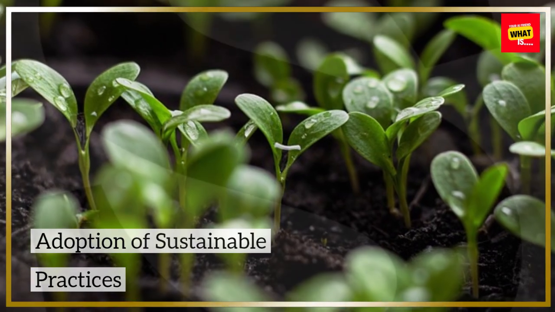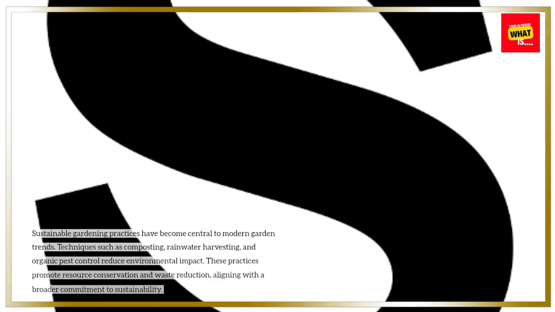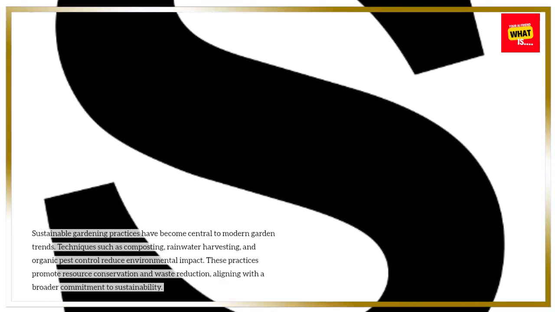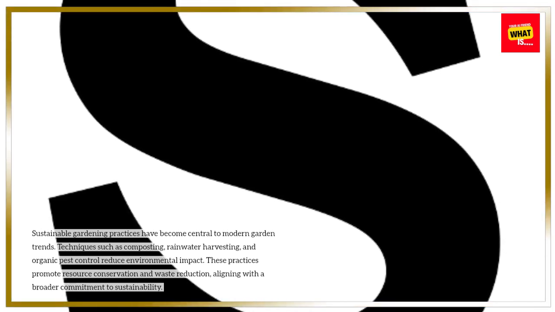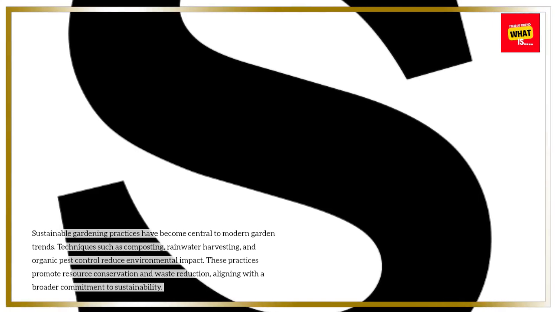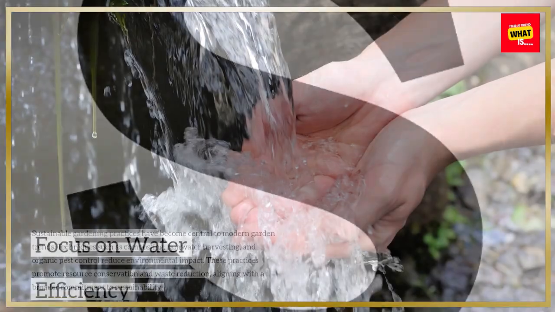Adoption of sustainable practices. Sustainable gardening practices have become central to modern garden trends. Techniques such as composting, rainwater harvesting, and organic pest control reduce environmental impact. These practices promote resource conservation and waste reduction, aligning with a broader commitment to sustainability.